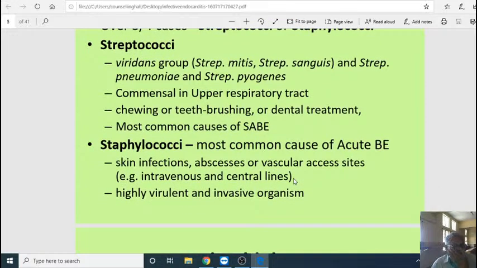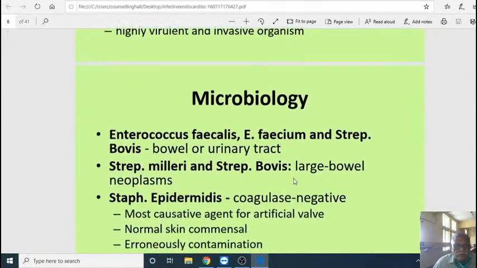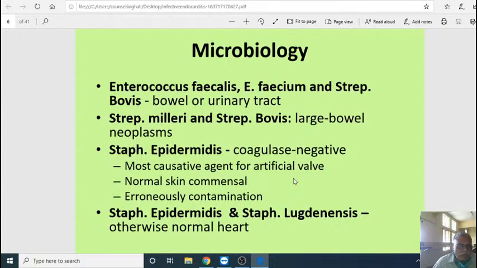Then you have staphylococci, the most common cause of acute bacterial endocarditis, especially in skin infections, abscesses, vascular access sites, and intravenous and central lines, as Staphylococcus aureus is a highly virulent and invasive organism. Then Enterococcus faecalis, Enterococcus faecium and Streptococcus bovis: bowel or urinary tract infections can also go to the circulation and gain entry into the heart and result in endocarditis.